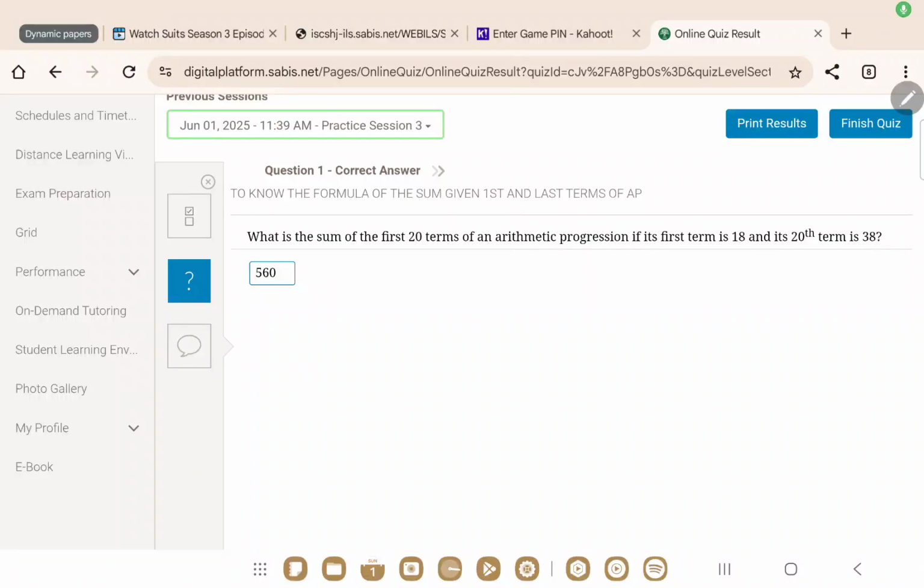We're going to be solving the 6.2 periodic quiz, or course revision quiz. Let's begin. It's all about sequences or sums. Find the sum of the first 20 terms of an arithmetic progression, or AP, if its first term is 18 and its 20th term is 38. So first 18, 20th, 38.